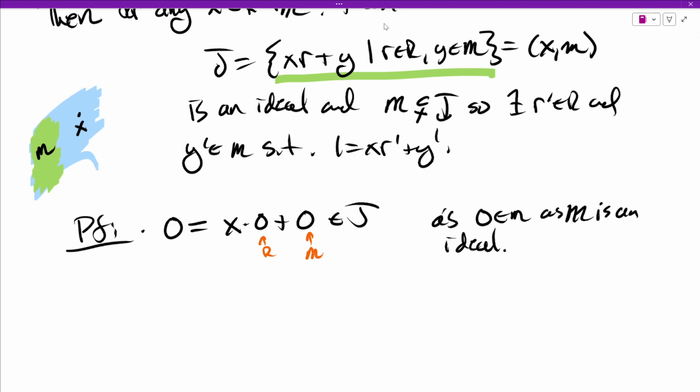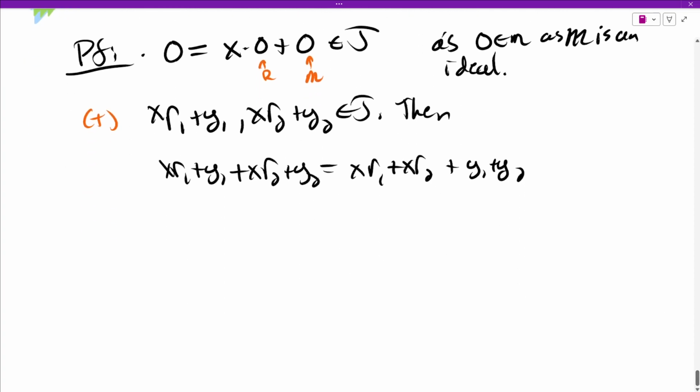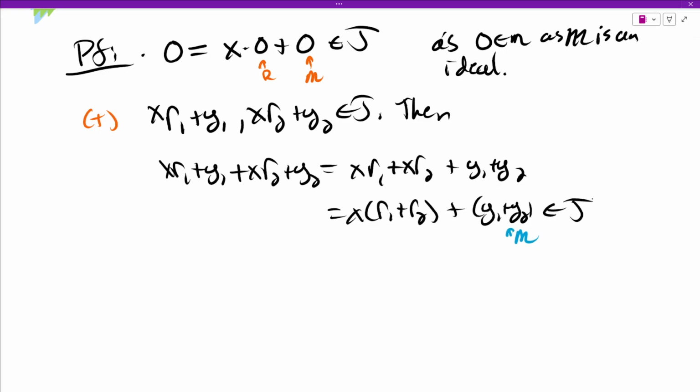Let's do plus now. Let's take some X r1 plus y1 and X r2 plus y2 in J. Then, when we add them together, we can reorder, and then factor out the X and associate the y's. y1 and y2 are in M, so their sum is in M. r1 plus r2 is in the ring, so this is X times something in R plus something in M. That's exactly what elements of J look like.